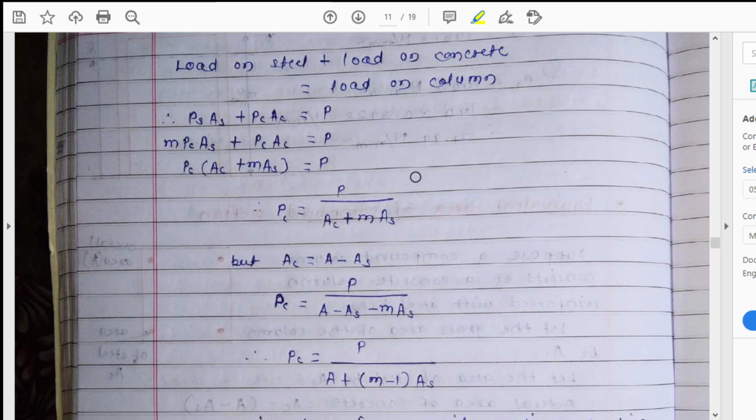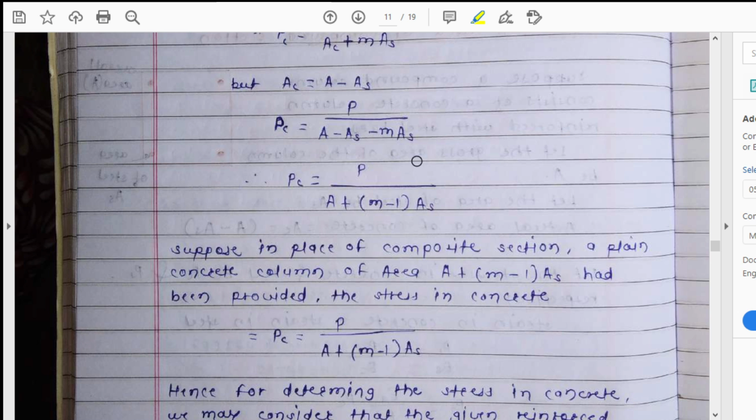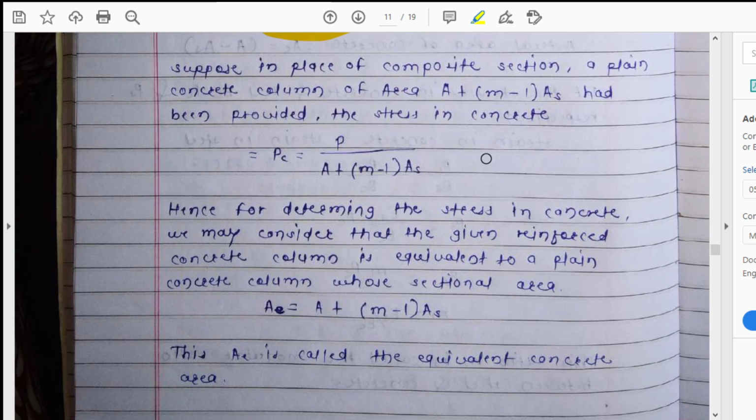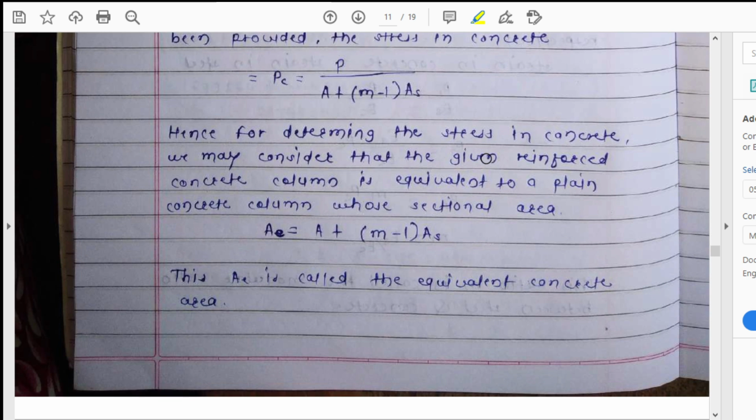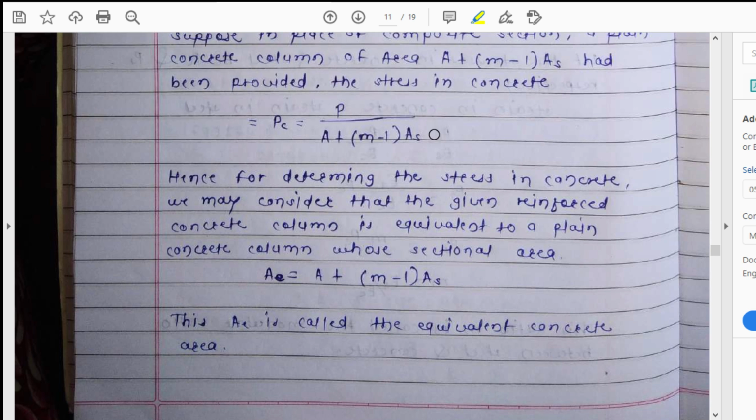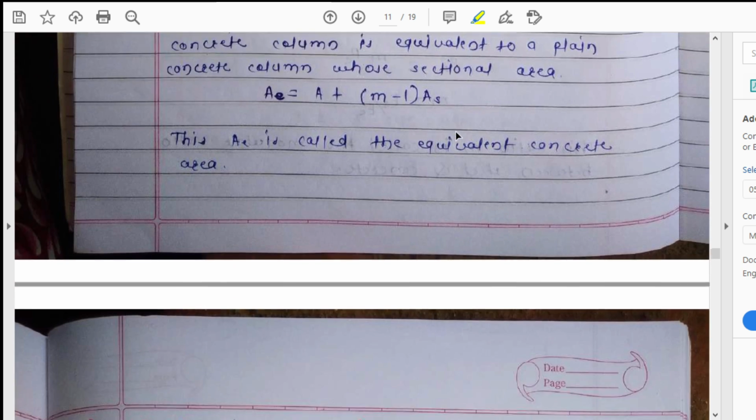So by doing simple mathematical calculations, we will get PC as P upon A plus (M minus 1) into AS. Here M is nothing but your modular ratio. This is the formula for equivalent area of composite sections. Here the equivalent area is A plus (M minus 1) into AS, which is your denominator.